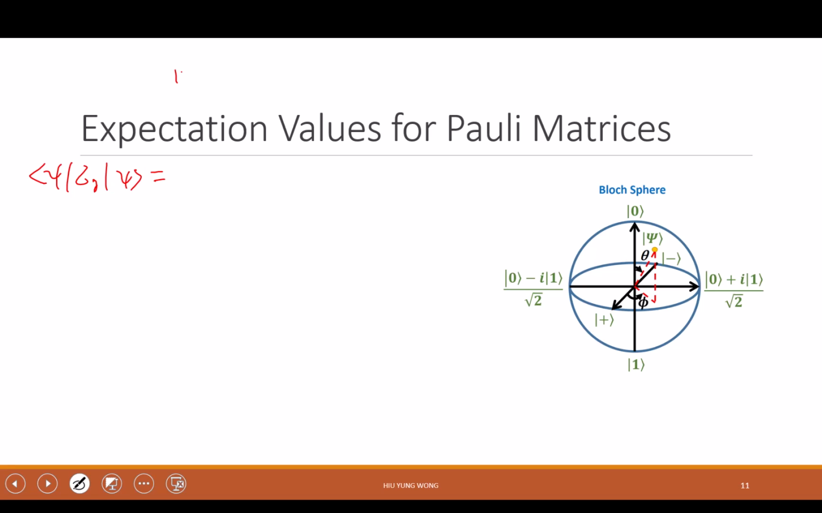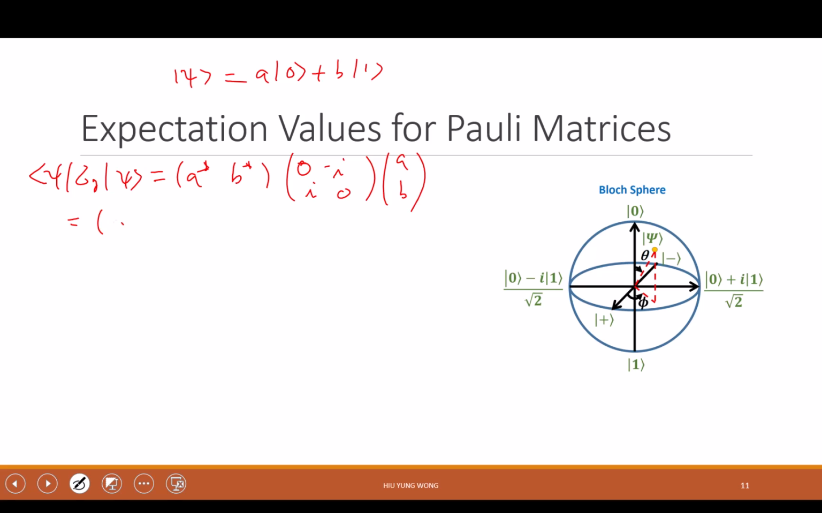I just assume psi equals A0 plus B1, but I already know what A and B are, right? Then this is easier. I want to do it faster. 0, negative i, i, 0, acting on A, B. Do you agree? So what do you get? A star, B star, times negative iB, iA, right? Which is equal to negative iA star B plus iAB star.